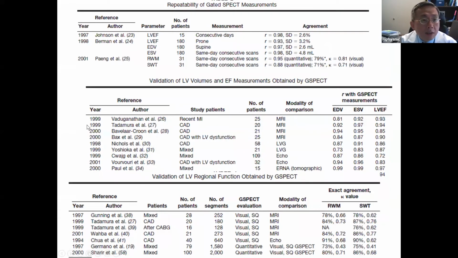So how good is gated SPECT for EF assessment? As you can see, I'm not going to go into all the details, but overall it's very reproducible, meaning in the same patient, we scan them twice in the same day, and it's quite reproducible. And when you compare the different techniques, MRI or LV gram or even echo, the correlation is very good.